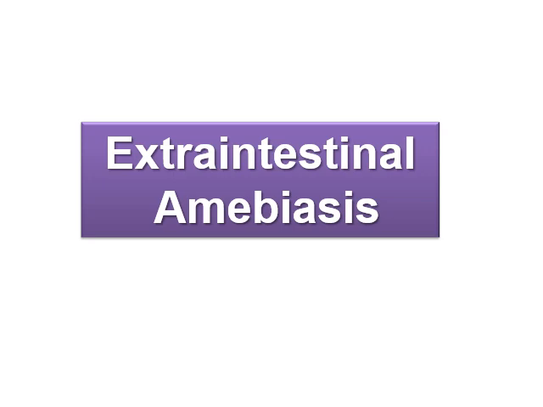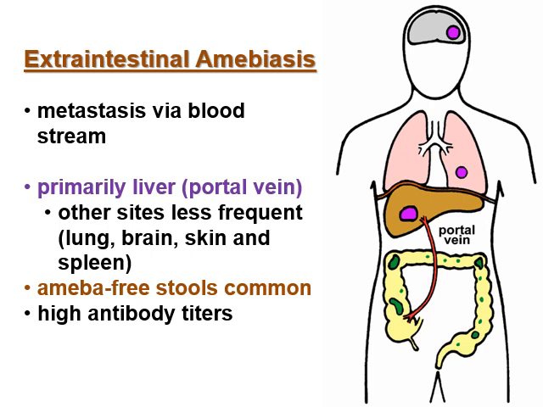Now we will start with extra-intestinal amoebiasis. This picture indicates that Entamoeba histolytica can metastasize by bloodstream and reach the liver, first and primarily from the portal vein, and other sites less frequently like lung, brain, skin, and spleen. Amoeba-free stool is common in this infection, and there are high antibody titers.